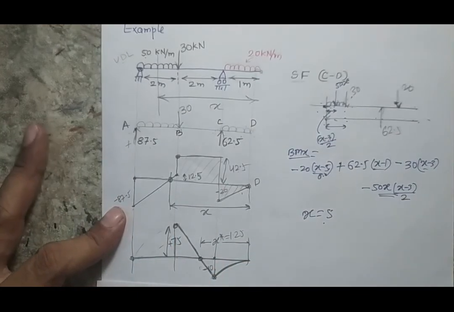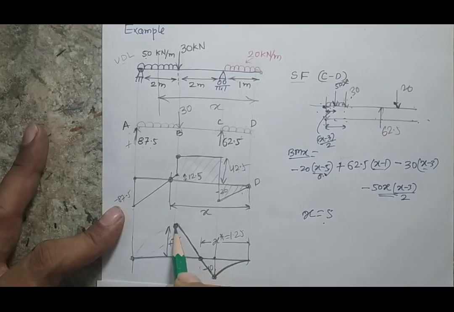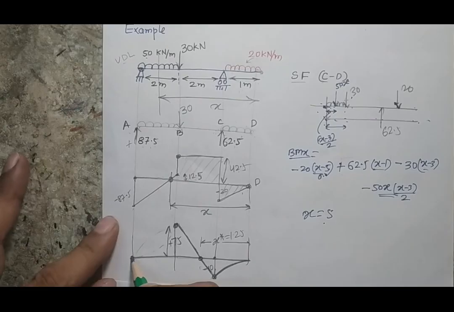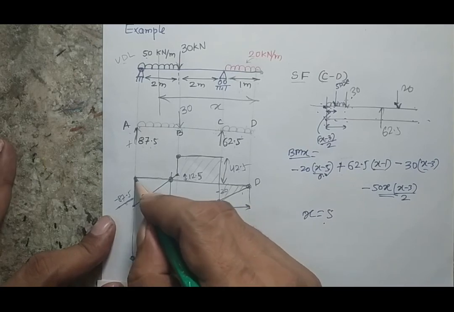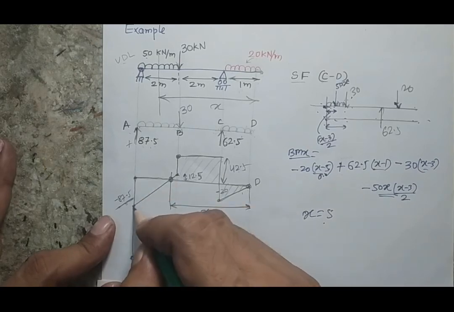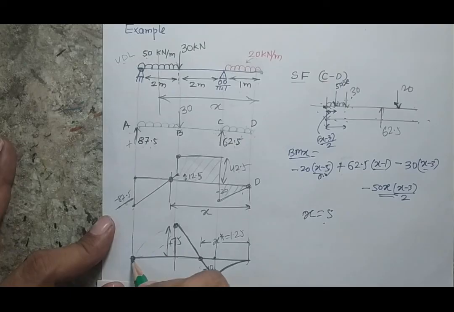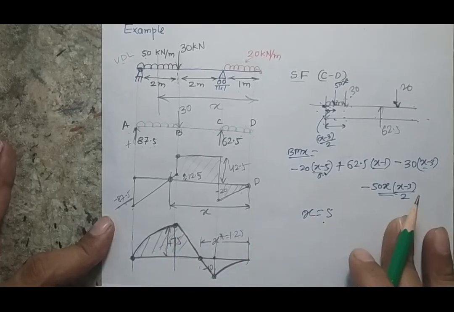So please remember that every time you have to check what the slope of the parabola will be. When I see at this point, my shear force is minus 87.5, that means it is not a 0 value. Ultimately it reaches the 0 value, but first it has some value and then 0. That means the slope should not be 0 here, and my bending moment curve will look this way. So this is the bending moment curve and this is the shear force curve.